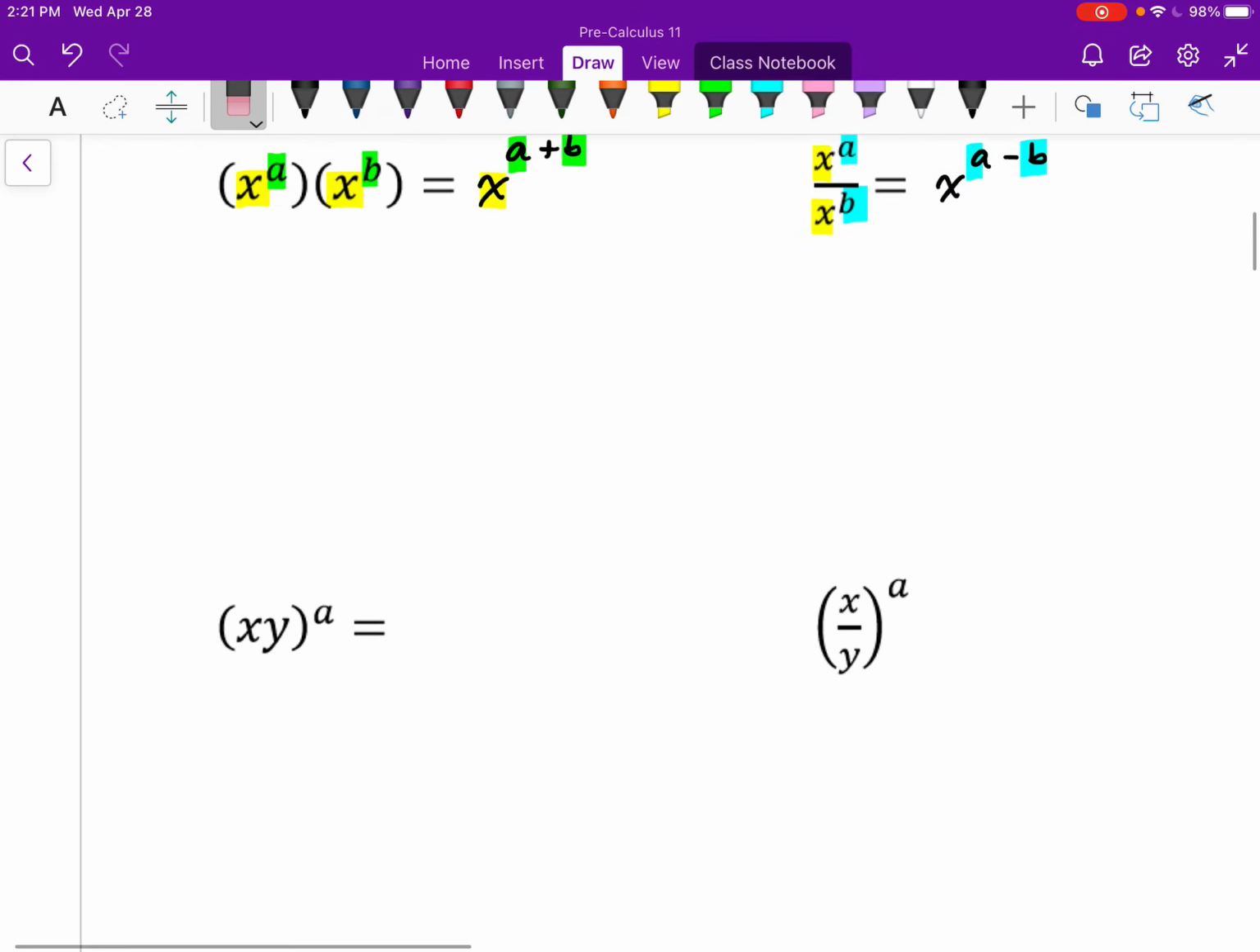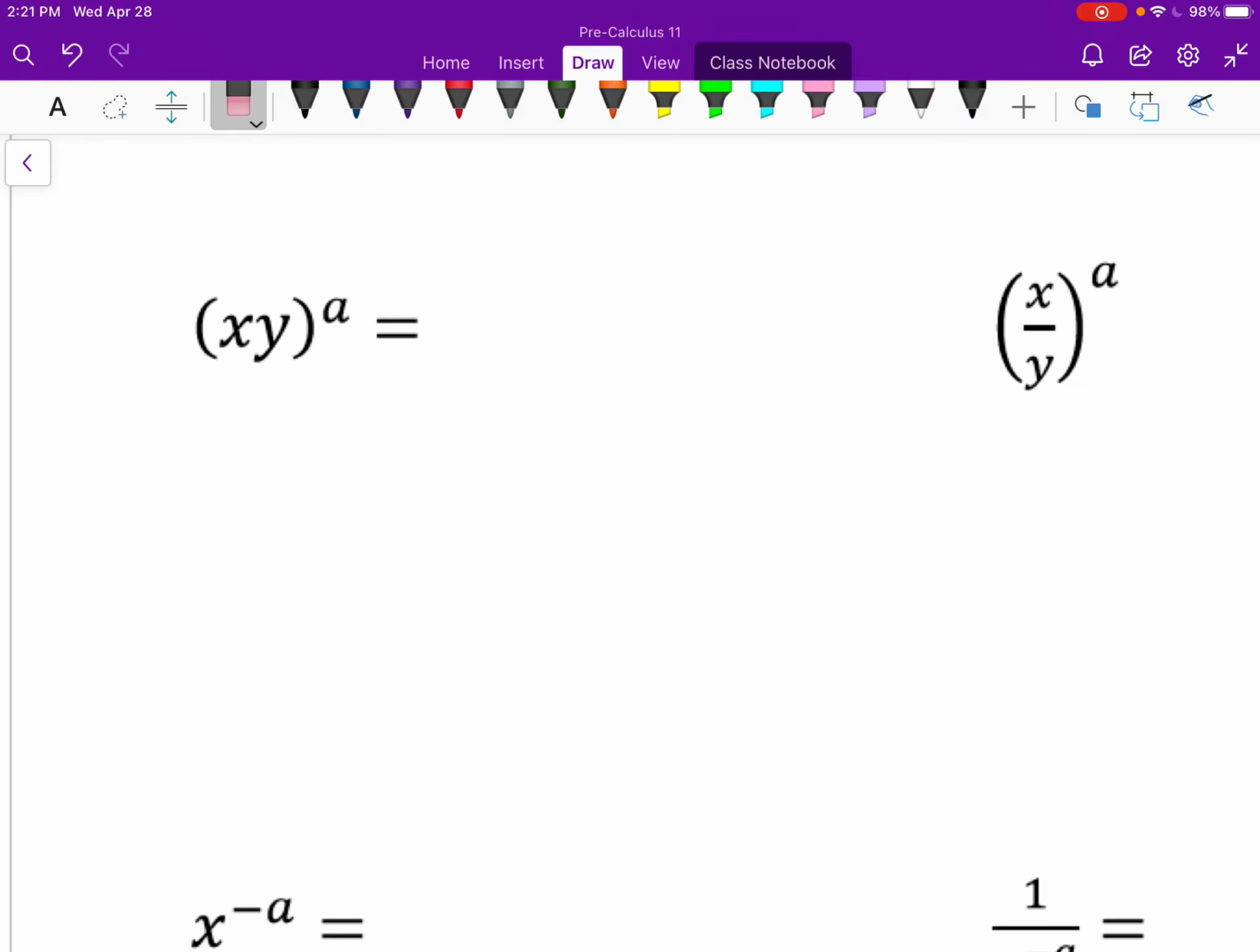So let's look at the next row. Here I have multiple factors, x times y, or two different factors being multiplied to each other, all being raised to a common power. If I want, I can write each of those factors individually to that power. So that's always true. And again, vice versa.